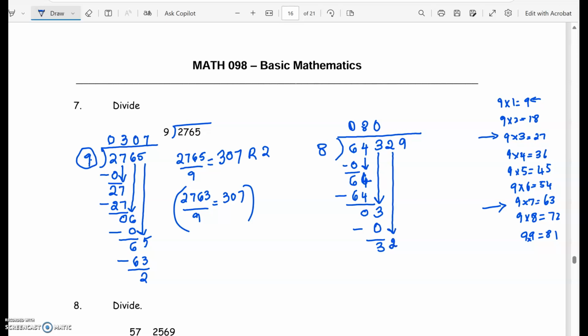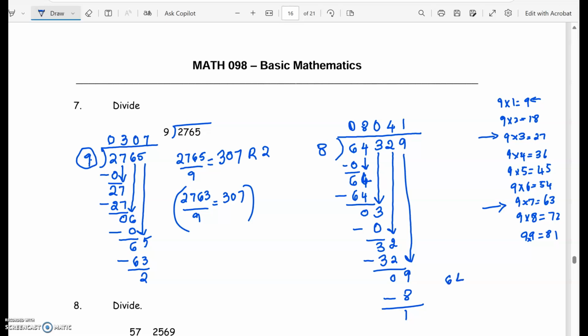And then again ask yourself, how many times does 8 go into 32? 8 times 4 is exactly 32. We subtract to get a 0. Bring the next digit down. That's our last digit that we can bring down. How many times does 8 go into 9? 8 goes once into 9. That's the maximum number of times it can go, leaving a remainder of 1.